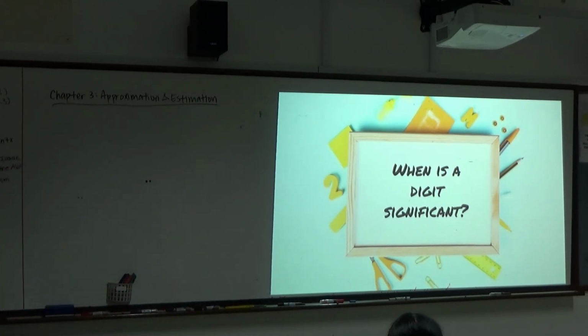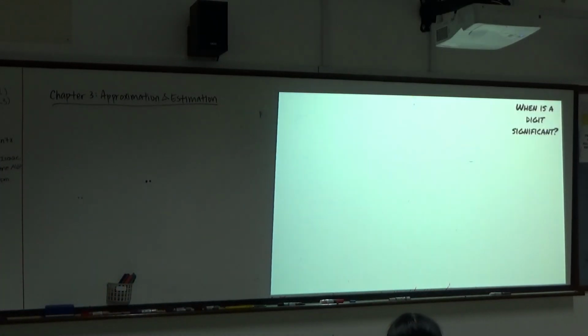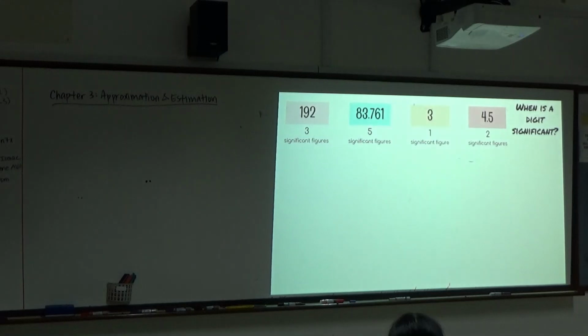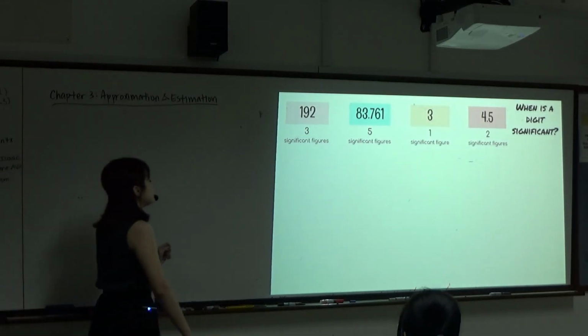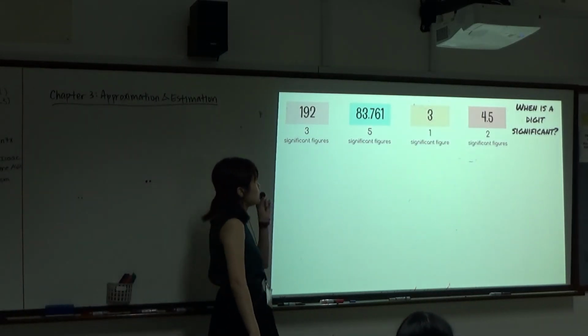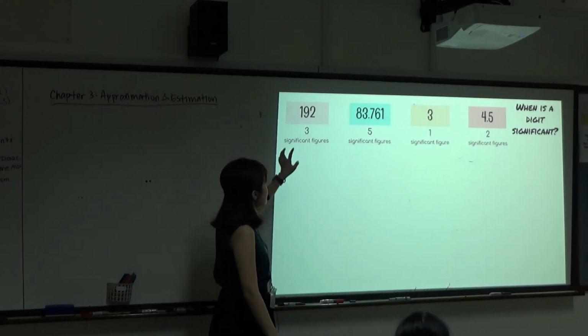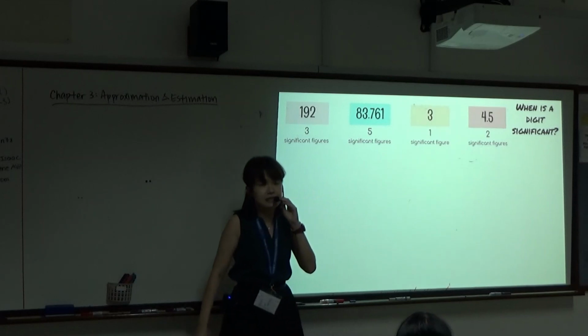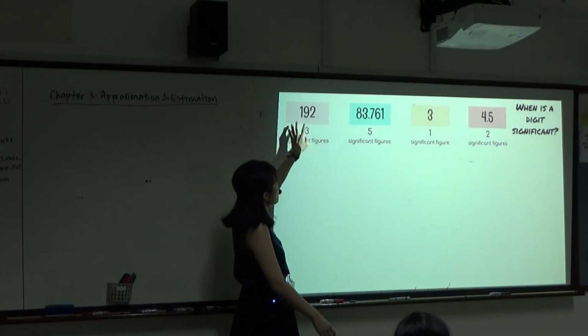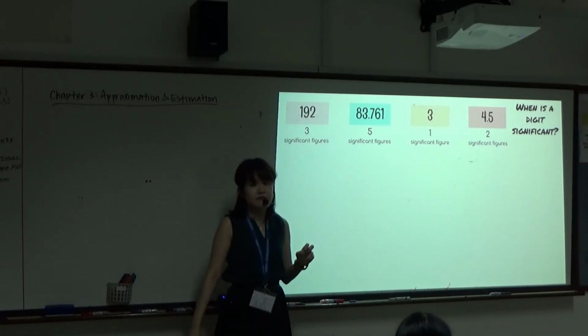I want you to come up with the 5 rules as I go through it. So the first thing that I will tell you, as a clue, is that these 4 numbers over here have this number of significant figures. So 192 has 3 significant figures.